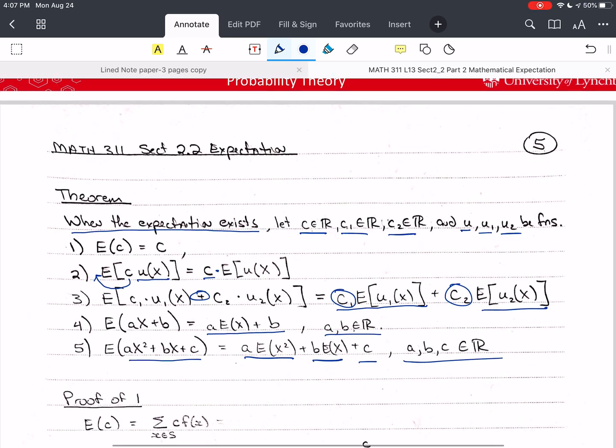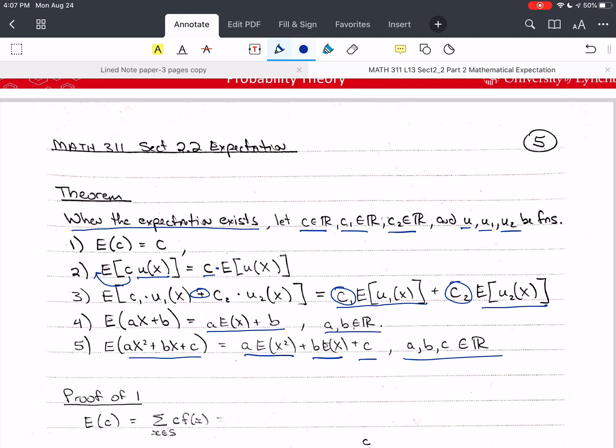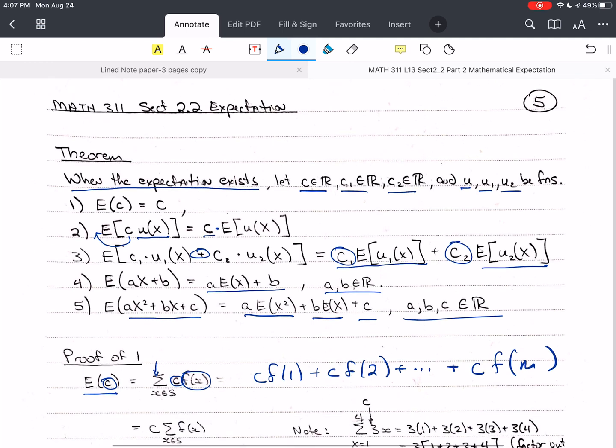So let's prove number 1. The expectation of a constant is a constant. How we do this is we simply use the definition of expectation. So E of c is equal to the sum of c times f of x. So this means that we would have c times f of 1 plus c times f of 2 plus all the way up to c times f of m. Or if it's infinity, it would just keep going.